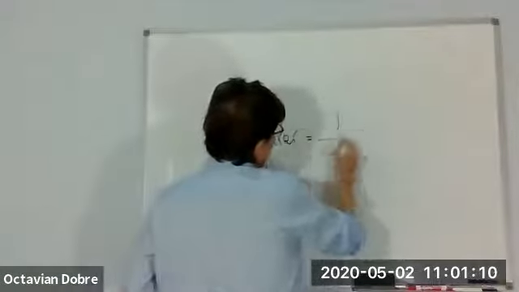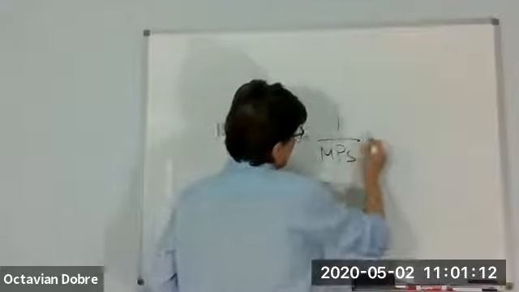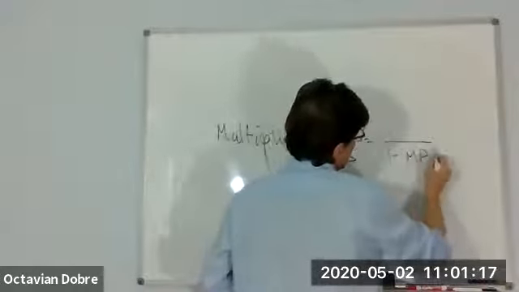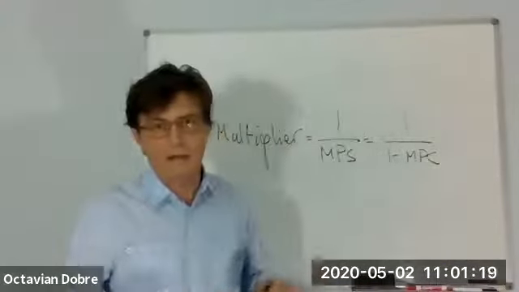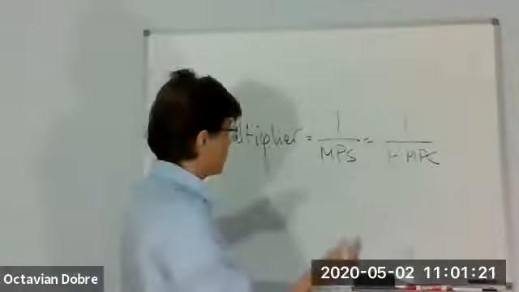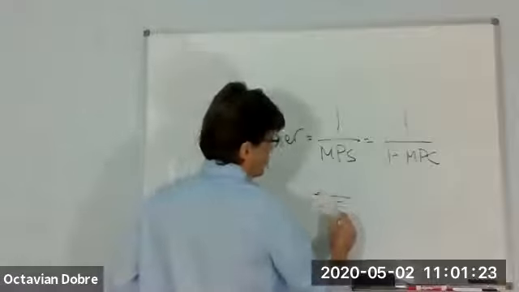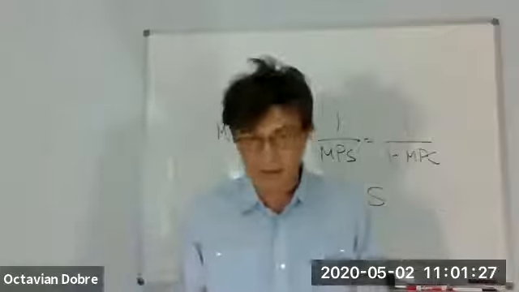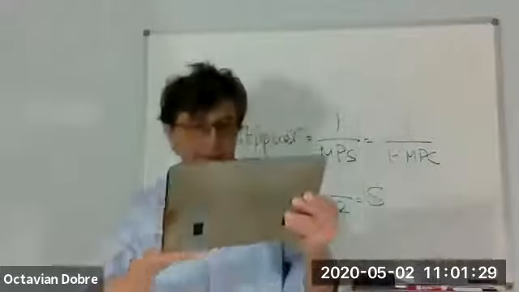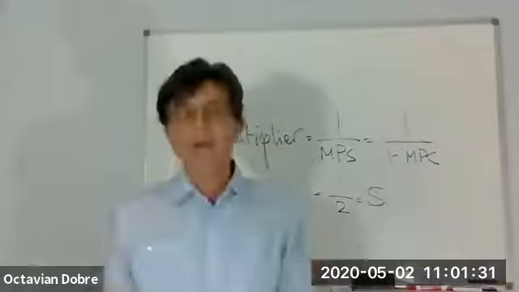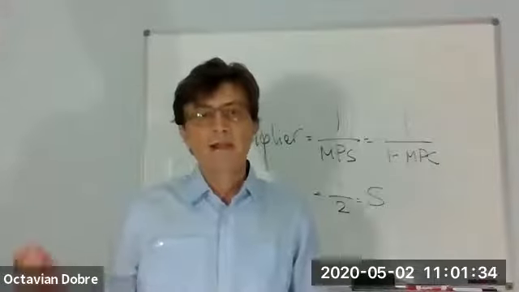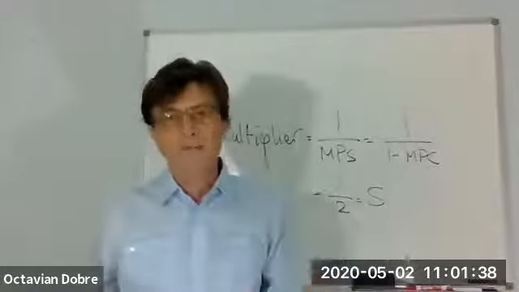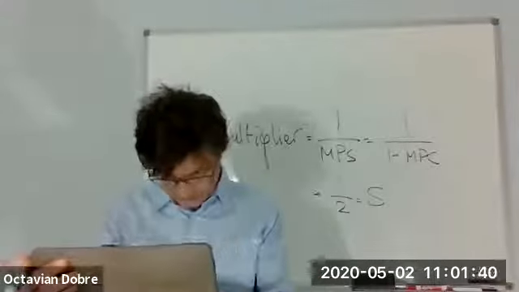is equal to 1 divided by MPS, or another way would be 1 divided by 1 minus MPC, which is the same as MPS. So it's equal to 1 divided by 0.2, that's equal to 5. So the initial increase in GDP, which is $2 billion, is going to get multiplied by this multiplier 5, and 2 billion times 5 is equal to $10 billion. So that's why the answer is D.